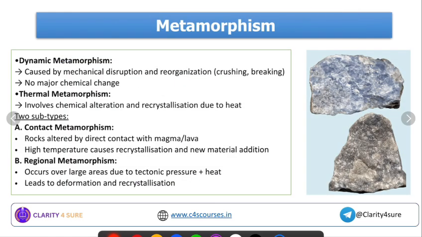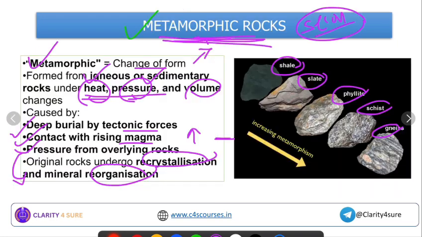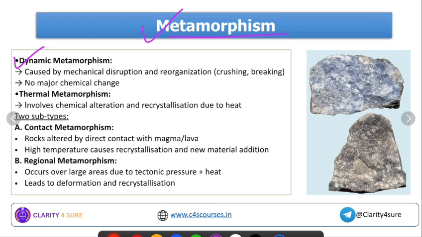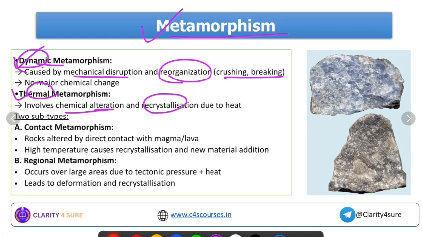So under metamorphic rocks, we have a concept called metamorphism. So what is metamorphism? Change of form. So we have different metamorphisms. First is dynamic, second is thermal. Under dynamic, it is caused by mechanical disruptions and reorganization, that is crushing and breaking, and there is no major chemical change. But thermal metamorphism involves chemical alterations and recrystallization due to it. So dynamic is because of mechanical disruptions and thermal is because of chemical alterations due to heat.